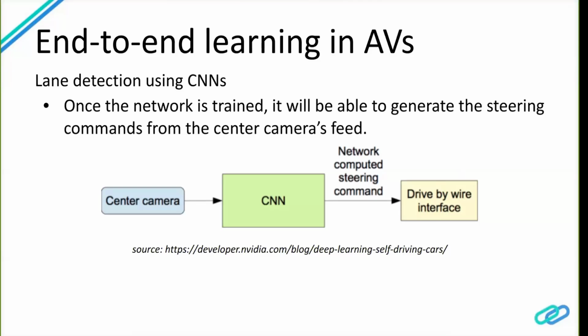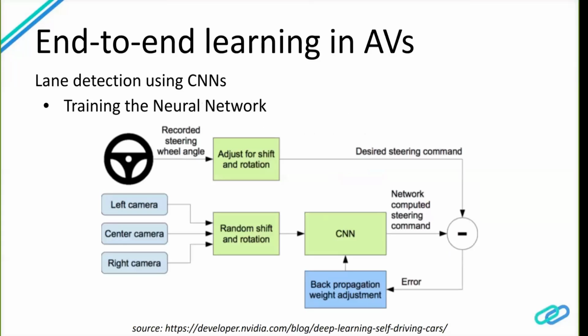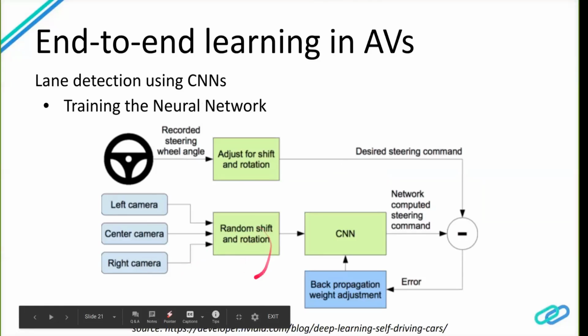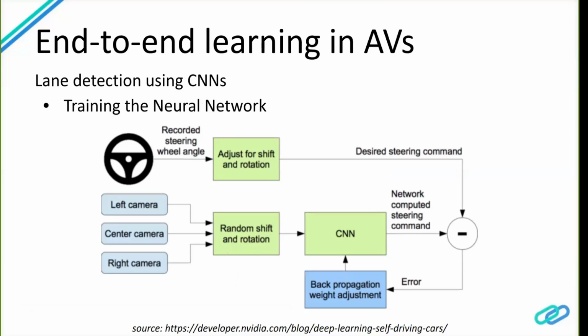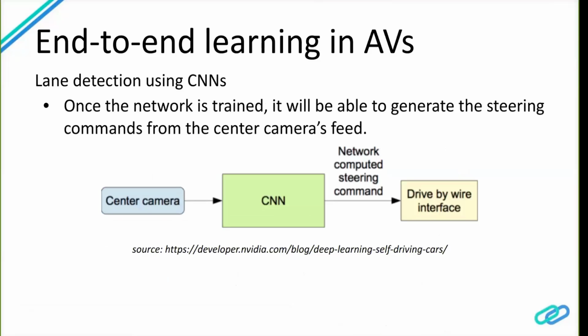Still, it is able to work really well because for the images that we are taking from the left camera and right camera, we are doing a random shift and rotation of those images. Due to this shift and rotation, we are trying to make sure that the car sees the center but not completely towards the side. So that's where the center camera is pretty much enough to generate the steering command. Once the network is trained, it will be able to generate the steering commands from the center camera's feed.